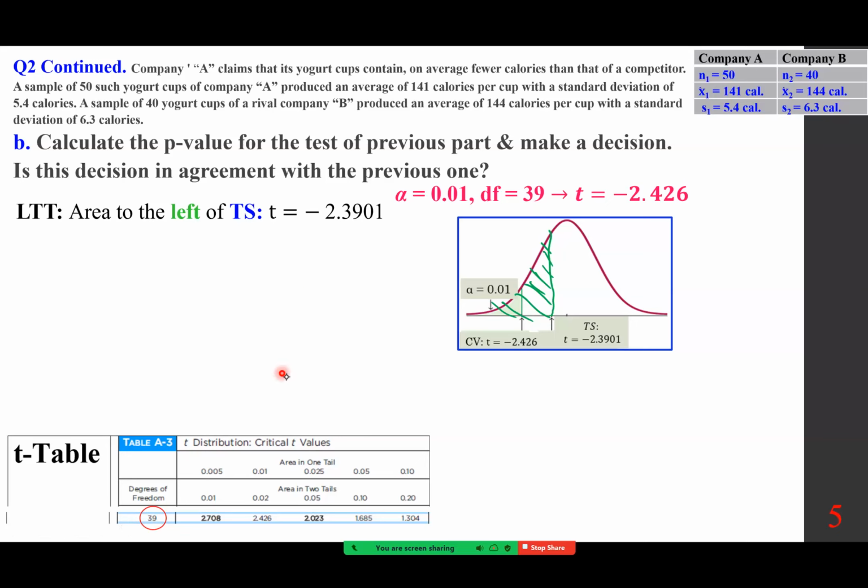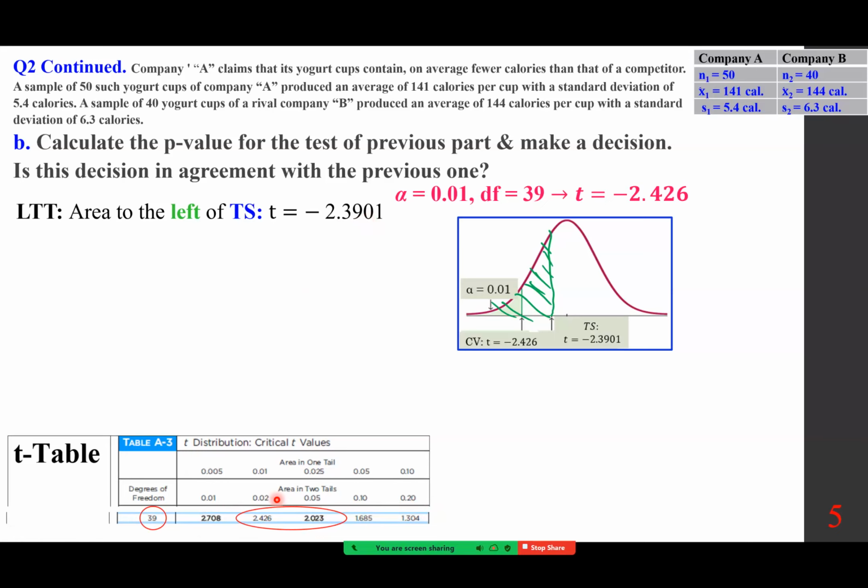The values that are given are positive. You're looking for this value in the table and you don't find it. So look at the positive 2.3901, which we don't have. But I hope you see that it's between these two numbers.